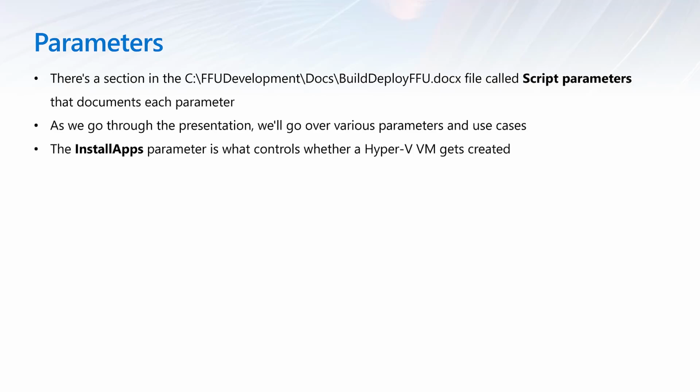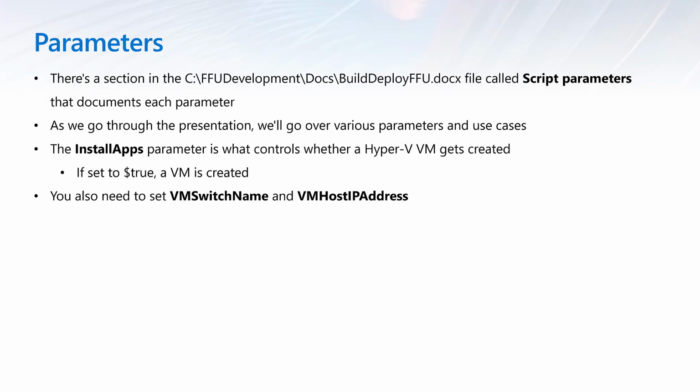Now, the install apps parameter is probably the most important parameter, only because this is how it controls whether a Hyper-V VM gets created or not. And if this is set to true, then a VM is created. But the next set of equally important parameters are the VM switch name and the VM host IP address. And so in the quick start, you saw how I went and got the data for those parameters. I created the switch, I went into ipconfig /all, and I got the name of my VM switch and the VM host IP address. Again, those two things are important so that we can copy the FFU file back to the host machine from the VM.